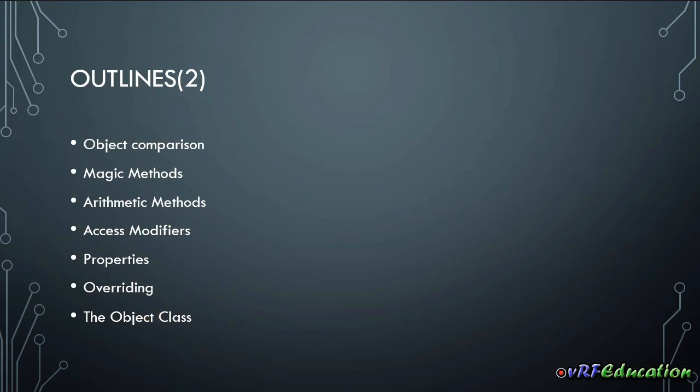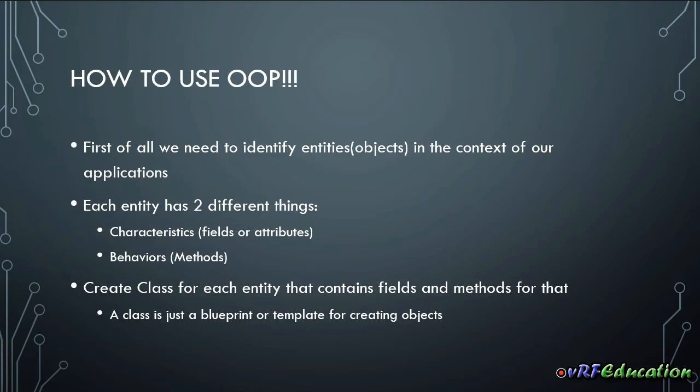The first question for almost every programmer who is new to object-oriented programming is how to use it. First of all, we need to identify entities or objects in our application domain. What do we mean by this phrase? I will tell you through an example in the next slide, don't worry.